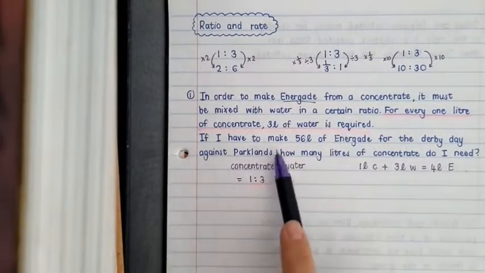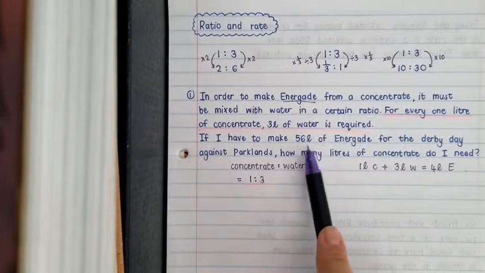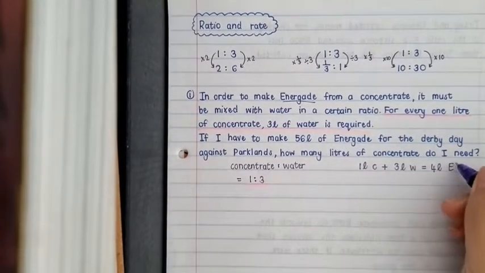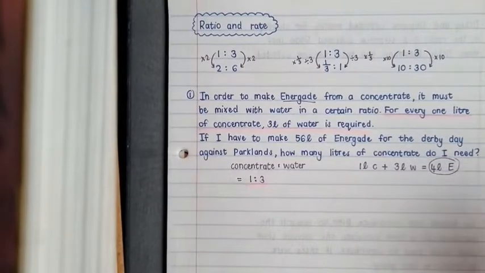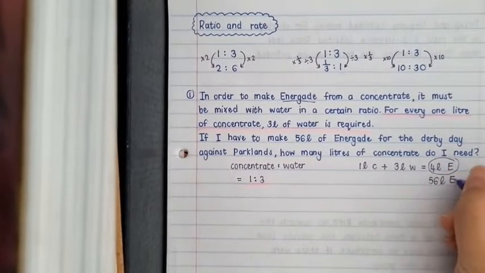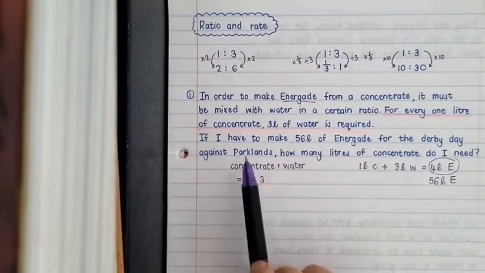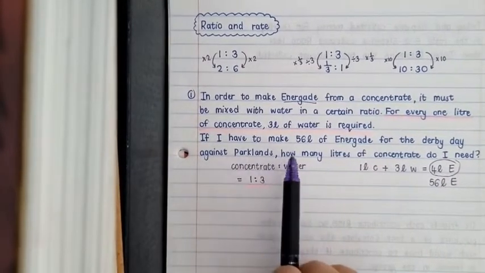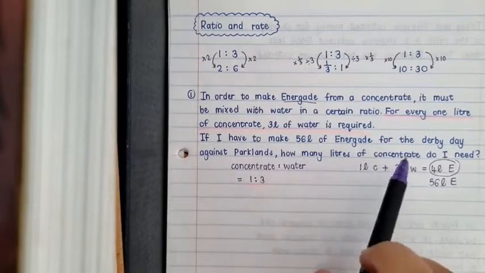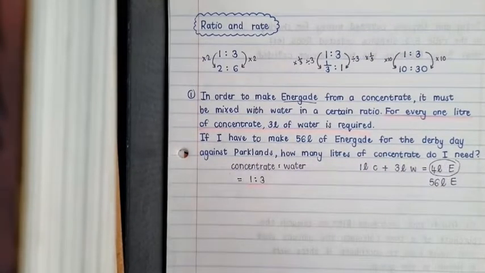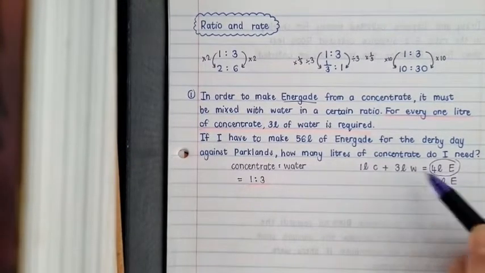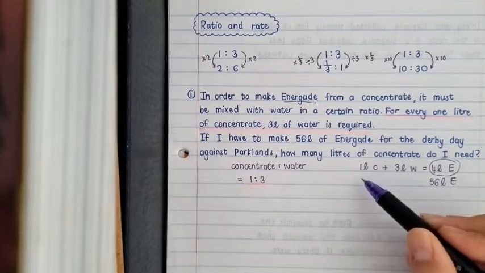Now they're saying, if I have to make 56 liters of Energate, they're giving us the total, right? They're telling us how many liters of Energate we're making. If I have to make 56 liters of Energate for the Derby Day against Parklands, how many liters of concentrate do I need? So they are telling us 56 liters is our total. How many liters of concentrate are we going to need?